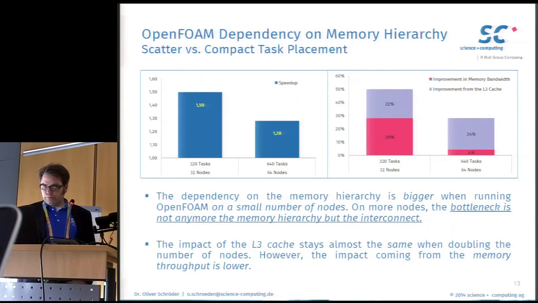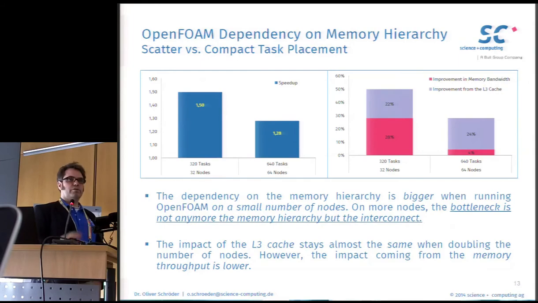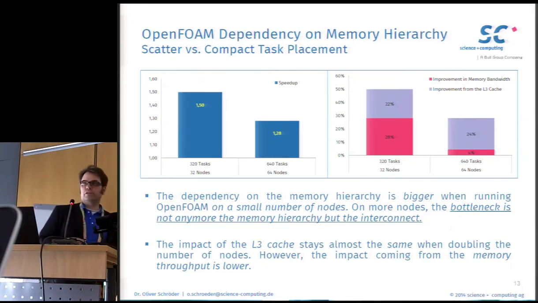So that was the first bit. The second bit is now we compare the compact version and the scatter version. So all 10 tasks on one CPU or 10 tasks distributed among the 2 CPUs that we have. And here the effect decreases with the number of nodes. So with 320 tasks we get a 50% speed up, and with 640 tasks, we get only 28% speed up.